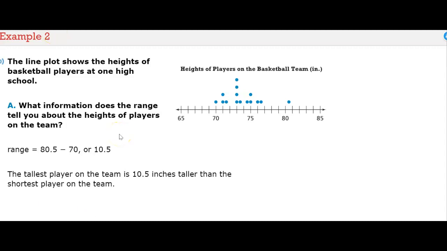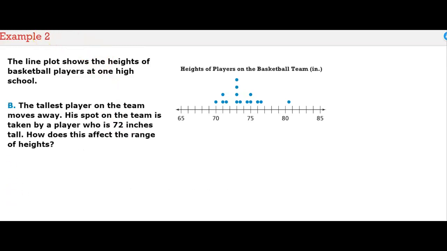The range of the players, you take the greatest, which is 80 and 5/10, and then subtract 70, and you get 10 and 5/10. So the tallest player on the team is 10 and 5/10 inches taller than the shortest player on the team.